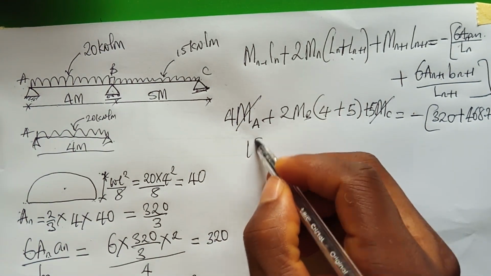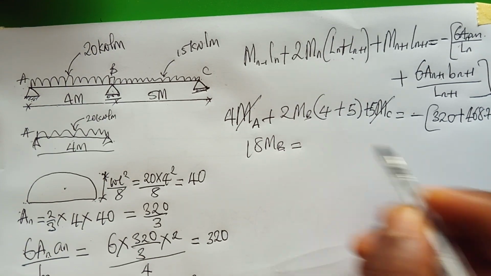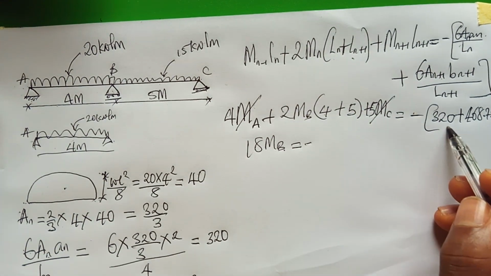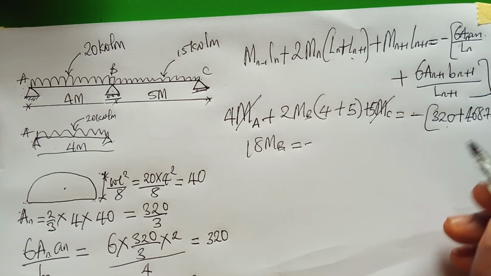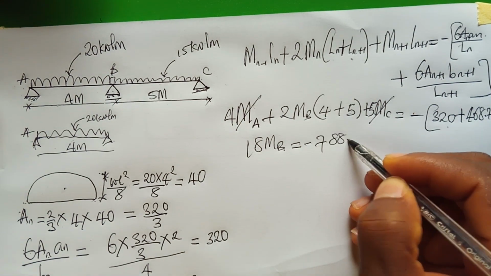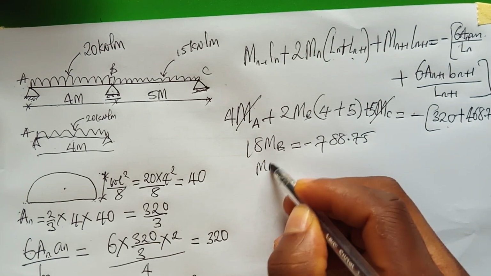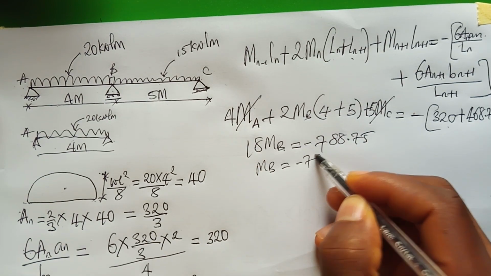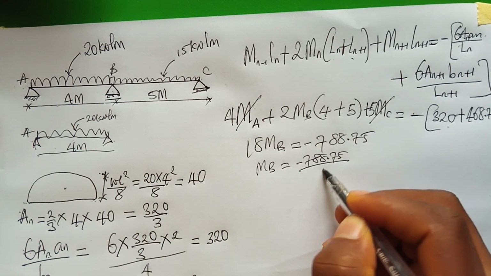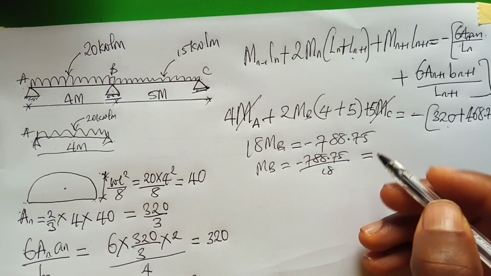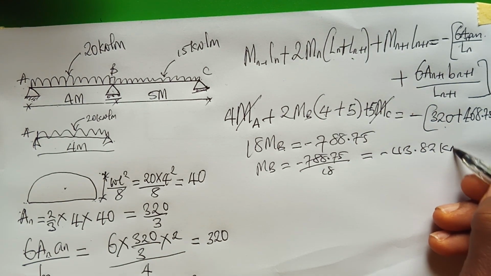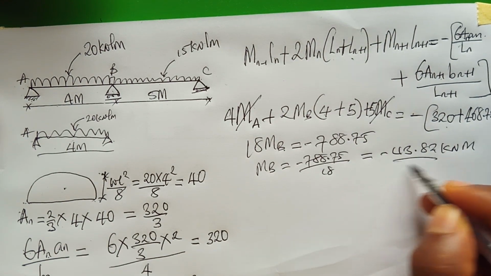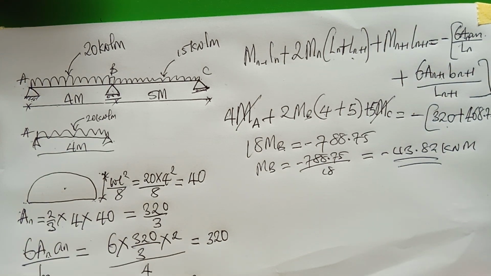9 multiplied by 2 is 18 MB, which is equal to minus 320 plus 468.75. Maybe you can check that out in your calculator, and you have 788.75. Our MB is equal to minus 788.75 all over 18, which is equal to minus 43.82 kilonewton meter. So this is the moment at point B. That is the only place where you have moment.